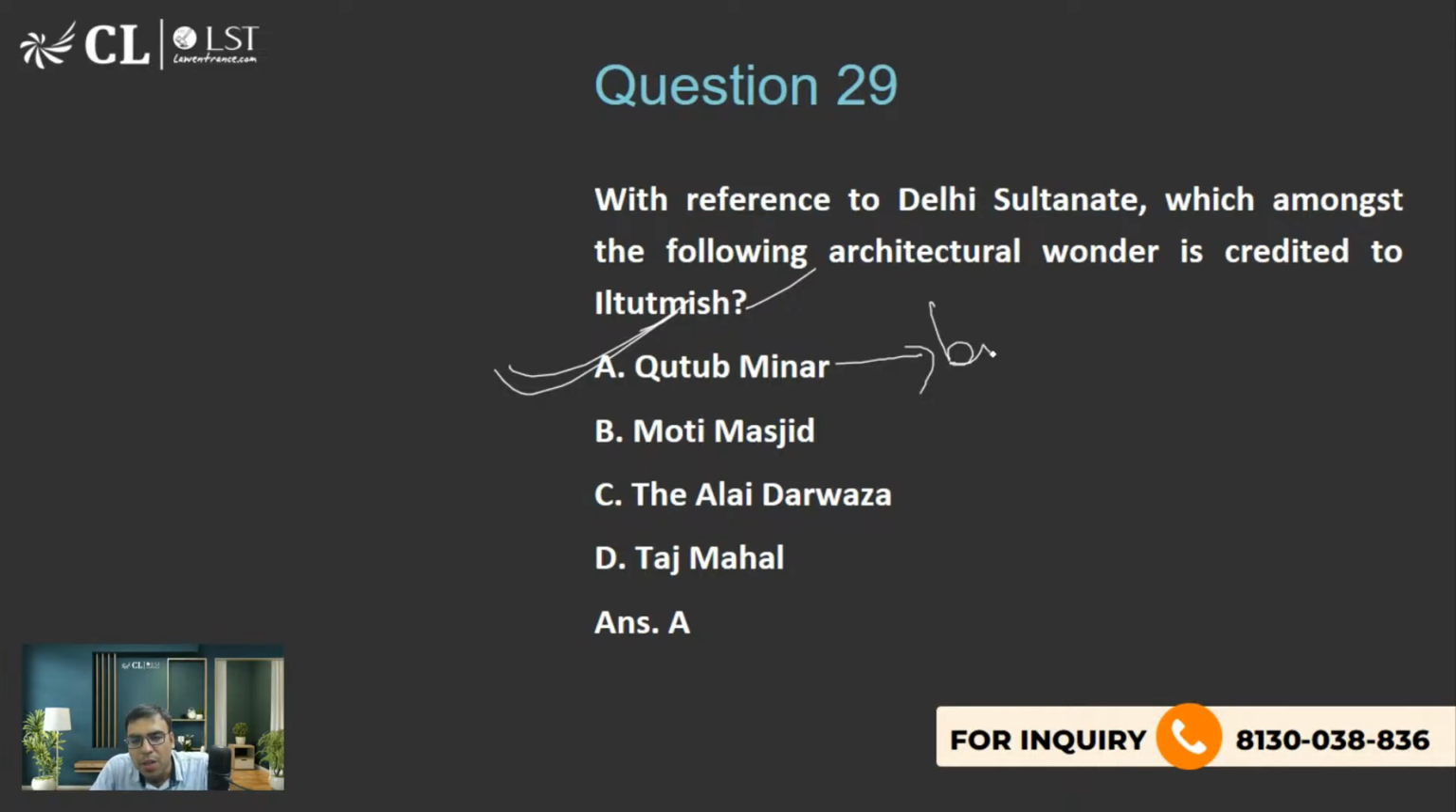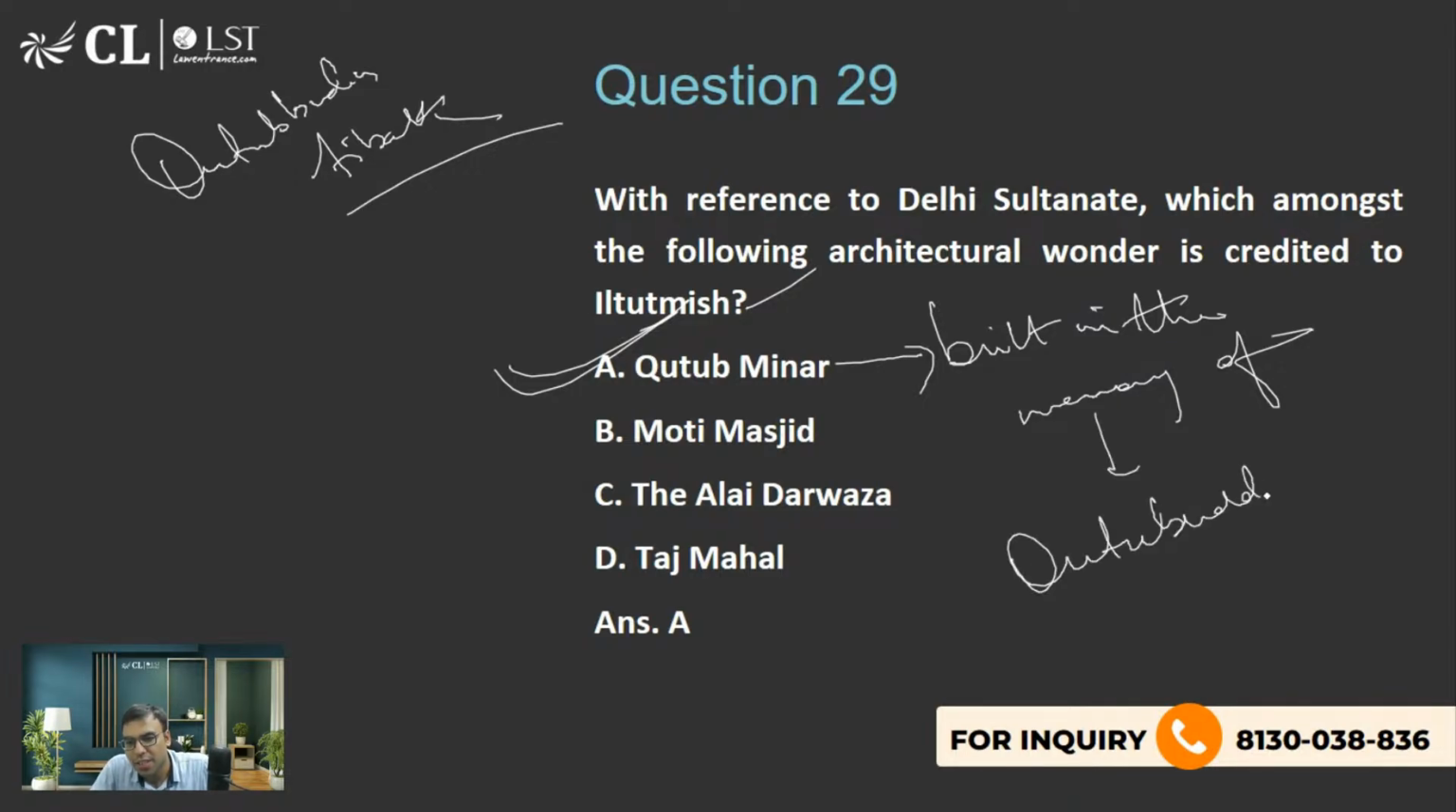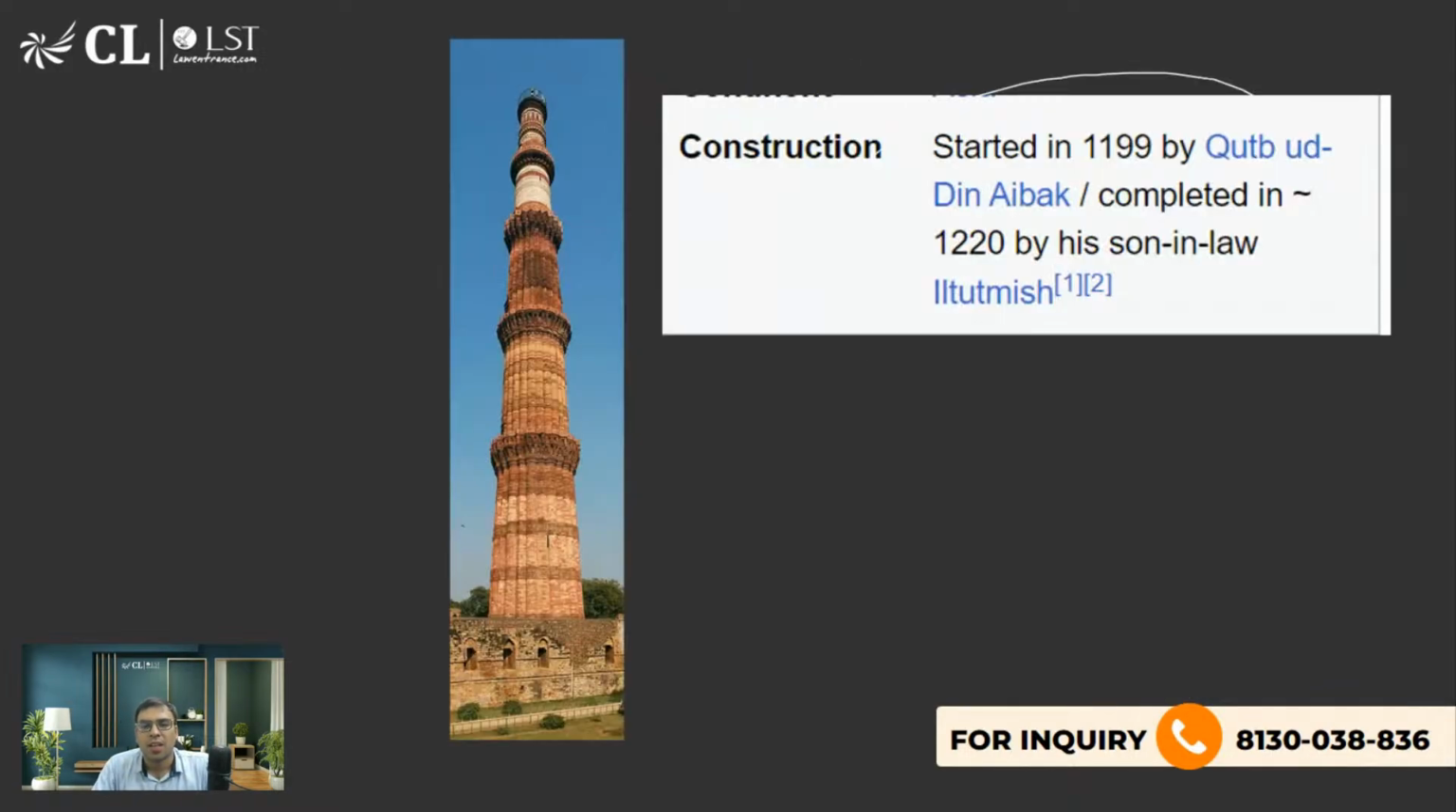And it is built in the memory of Qutbuddin Bakhtiyar Kaki. That is what is written in NCERT. Qutbuddin Bakhtiyar Kaki is the right answer. Yes. Founder of slave dynasty Qutbuddin Aibak, right? So it's completed by his son-in-law Iltutmish.